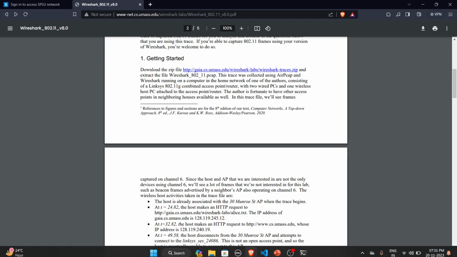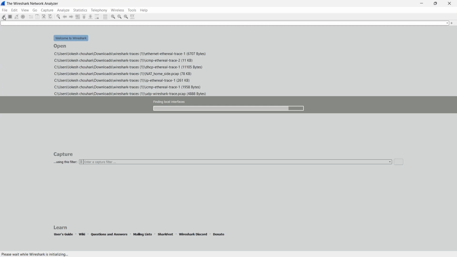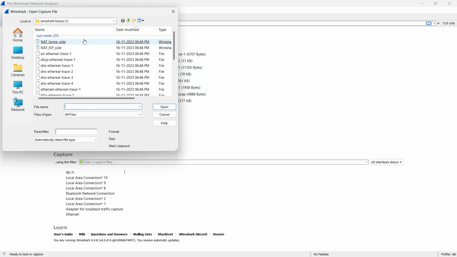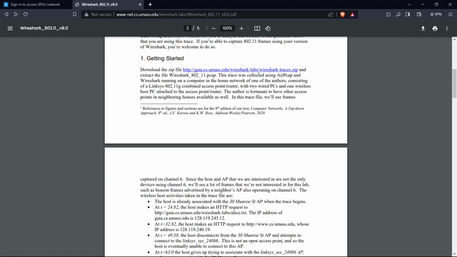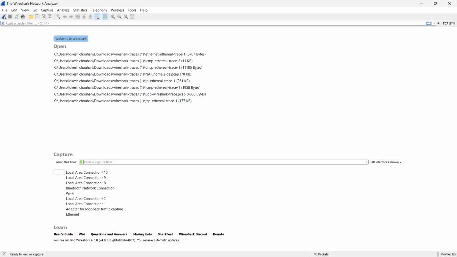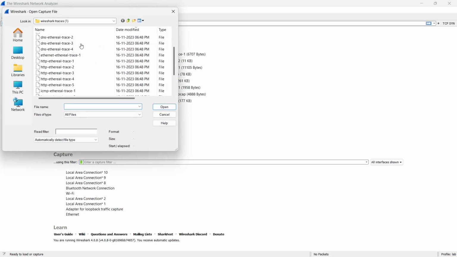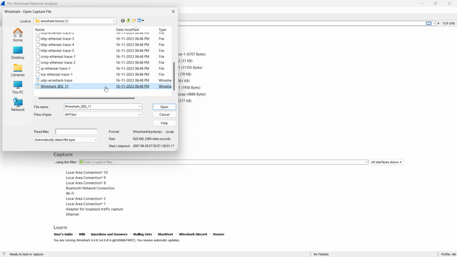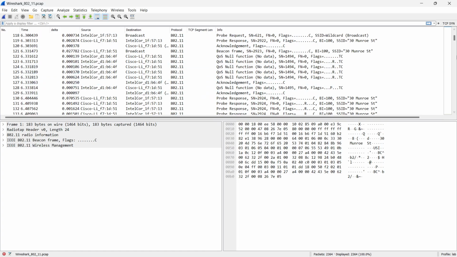So I'm just opening Wireshark and the trace file. The name of the trace file, you can see here, is Wireshark_802_11.pcap. Extract this file, go here, open, and now it is open here, as you can see.